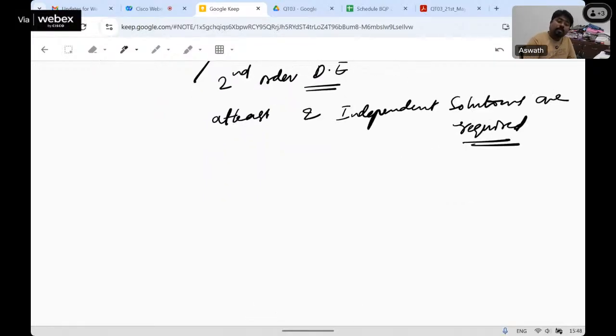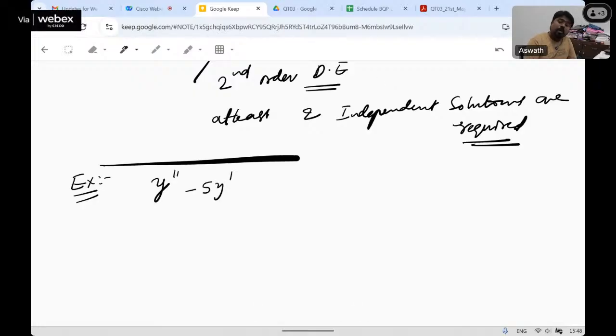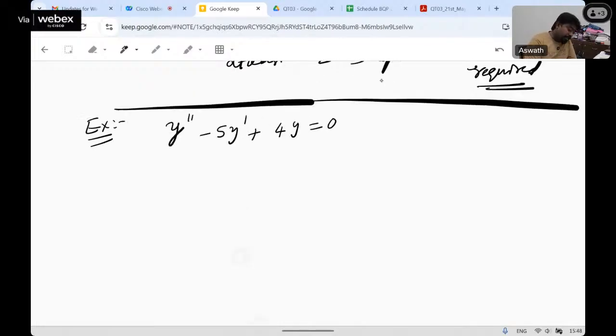Let me take a simple example. Let's say y double prime minus y prime plus 4y is equal to 0. It is a second order linear differential equation, and also a homogeneous differential equation. Now let's start with a guess, exponential rx. Can it be a solution? Yes, it can definitely be a solution because it's a linear differential equation. Let's substitute y equal to e to the rx.